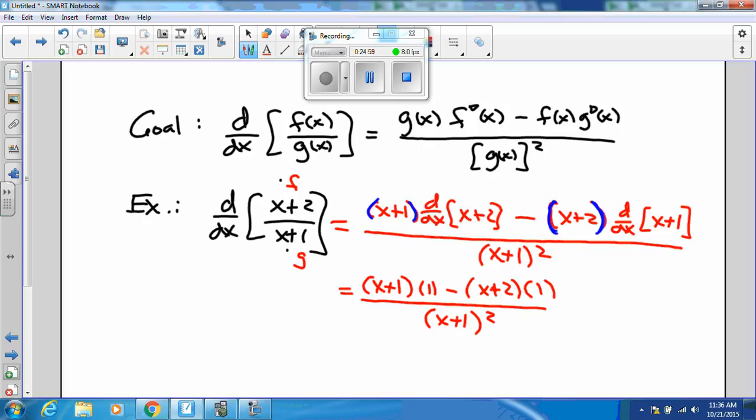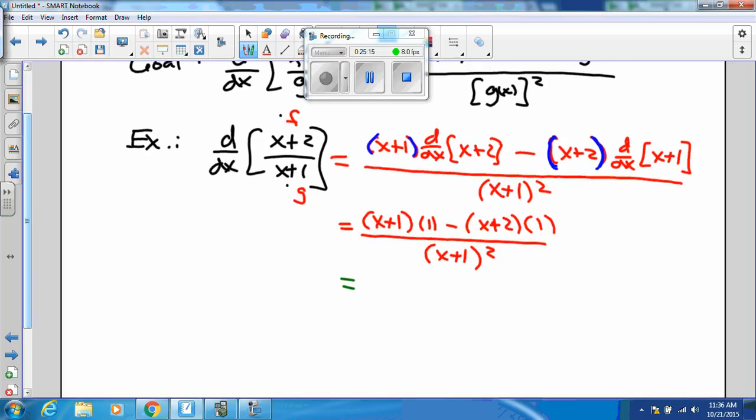So those three cautions apply. Don't forget these parentheses. Remember the order. Low d high, less high d low. And avoid the temptation to cancel a partial factor right here. Now, how does this actually simplify? Well, it's really kind of simple. It's x plus 1 minus x plus 2, and that's negative 1. So my derivative, when I actually get to it, is fairly straightforward.